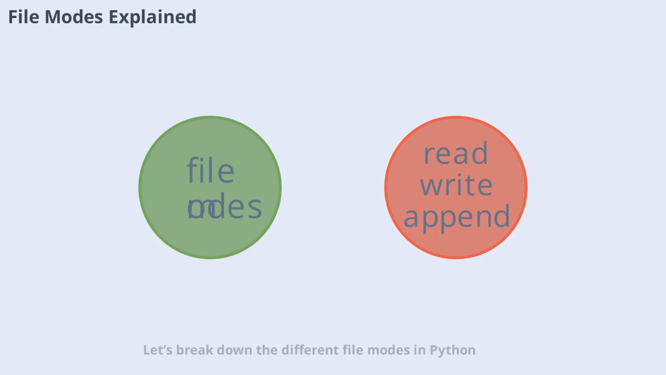Let's break down the different file modes in Python. The most common modes are r for reading, w for writing, and a for appending. There's also b for binary mode and plus for updating. For example, rb opens a file for reading in binary mode, while w+ allows both writing and reading. Choosing the right mode is essential to avoid errors or data loss. Understanding these modes helps you control how your program interacts with files.